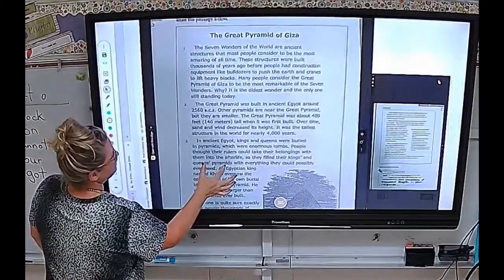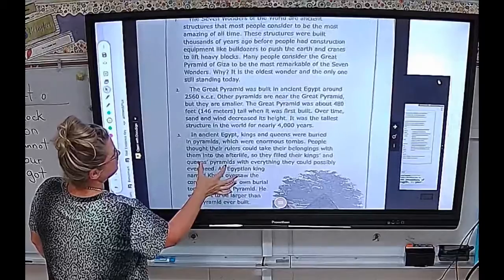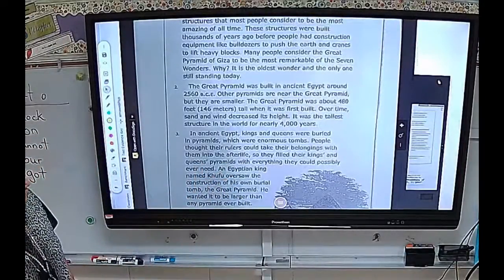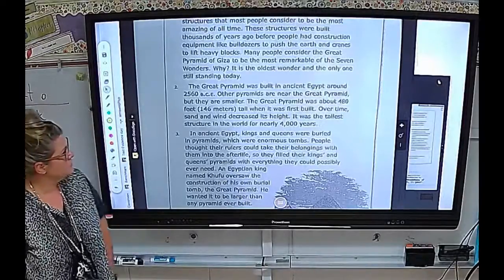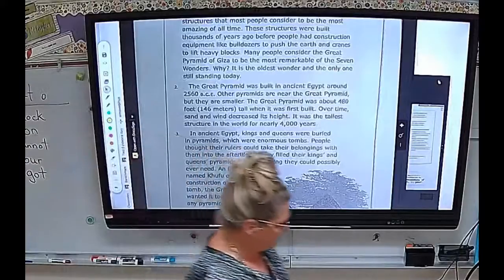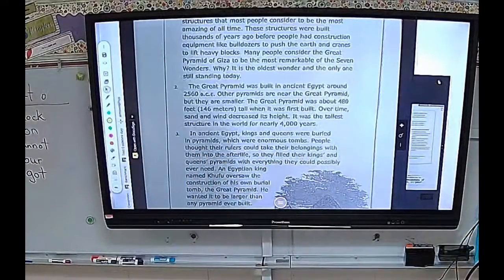2560 BCE. Other pyramids are near the Great Pyramid, but they are smaller. The Great Pyramid was about 480 feet and 146 meters tall when they first built it. Over time, the sand and wind decreased the height. It was the tallest structure in the world for nearly 4,000 years.